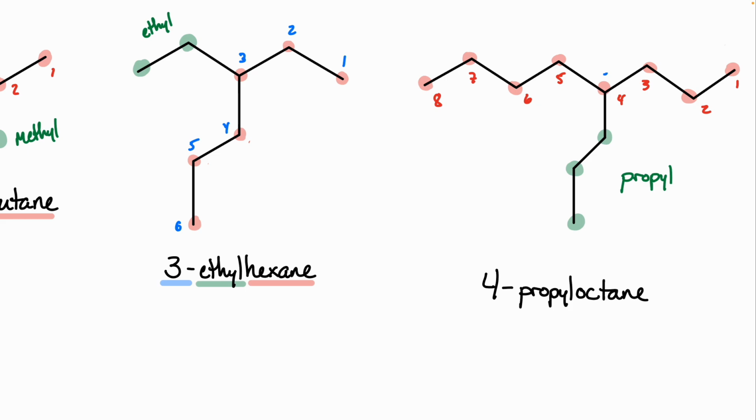Okay? And you can convince yourself that no matter which way you numbered it for your parent chain, so for example, you could have also said that these 8 carbons were your parent chain, and this was your substituent, and you would get the exact same name. 4-propyloctane. Okay? So it doesn't matter as long as you find your longest continuous set of carbons. Okay. Cool. So then how do we deal with multiple substituents?